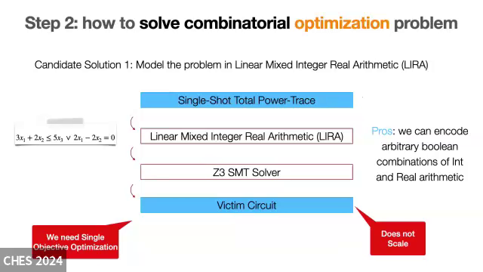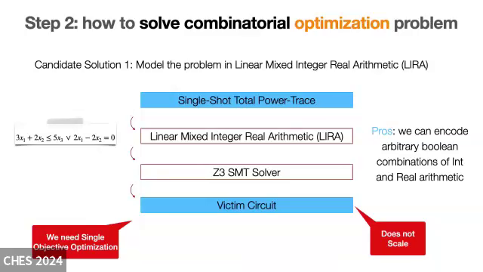We can model this problem in linear mixed integer real arithmetic, which is a first order theory whose instances we can solve using an off-the-shelf satisfiability modulo theories solver such as Z3. LIRA is a powerful formalism that combines linear equalities and inequalities with arbitrary Boolean connectors and allows us to mix integer and real variables. This makes it highly convenient for modeling our complex reconstruction problem.